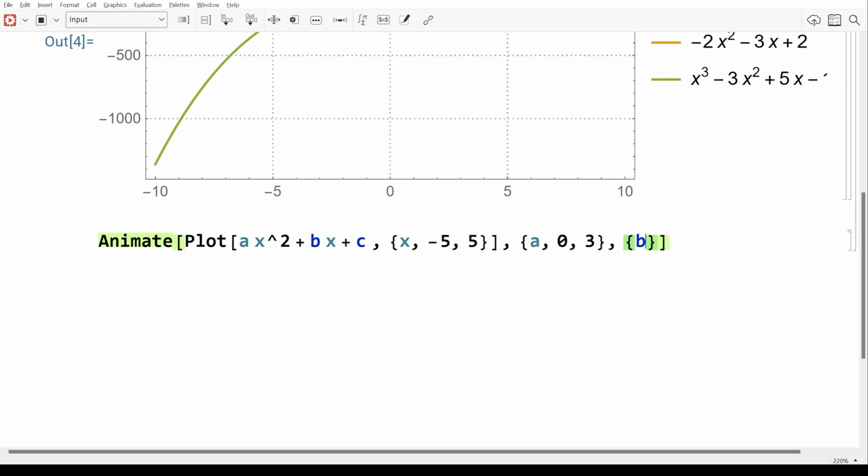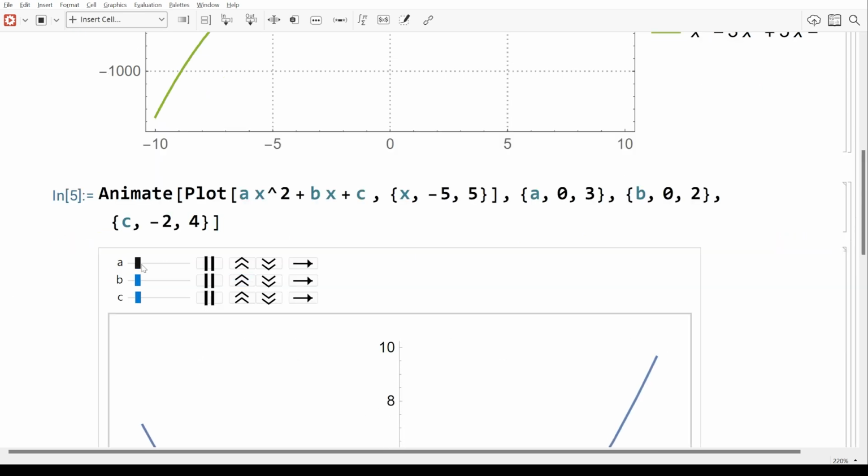And again, I'm going to take b from 0 to 2, let's say. Again, when a and b both are 0, this is just a constant function. So it should be just a parallel line, like a straight line. And finally, I can take c from, maybe to get something less boring, let's say from -2 to 4. All right, let's see if this works.